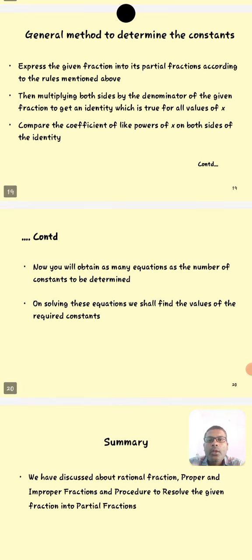Now you will obtain as many equations as the number of constants to be determined, depending on the factors. Whenever we get the equations, we have to equate, solve them and find out those constant values. On solving these equations, we shall find the values of the required constants. This is the last point.